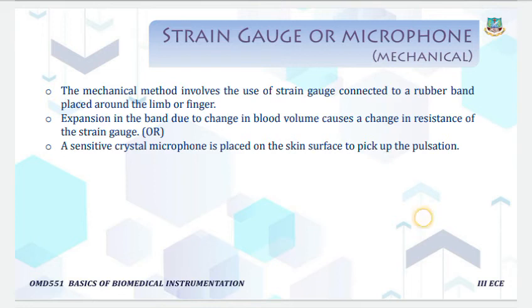There will be some variation of the resistance when the blood volume changes, that we can identify using a band. Or the sensitive crystal microphone is used on the skin surface to pick up the pulsation, or we can use the sensitive crystal microphone just to measure the pulse that will be transmitted through this. Okay, have you all understood these two methods?